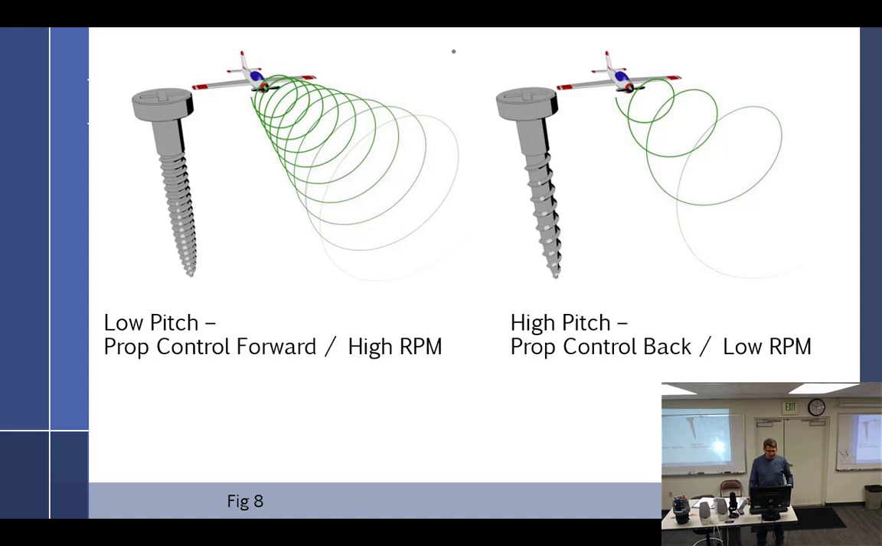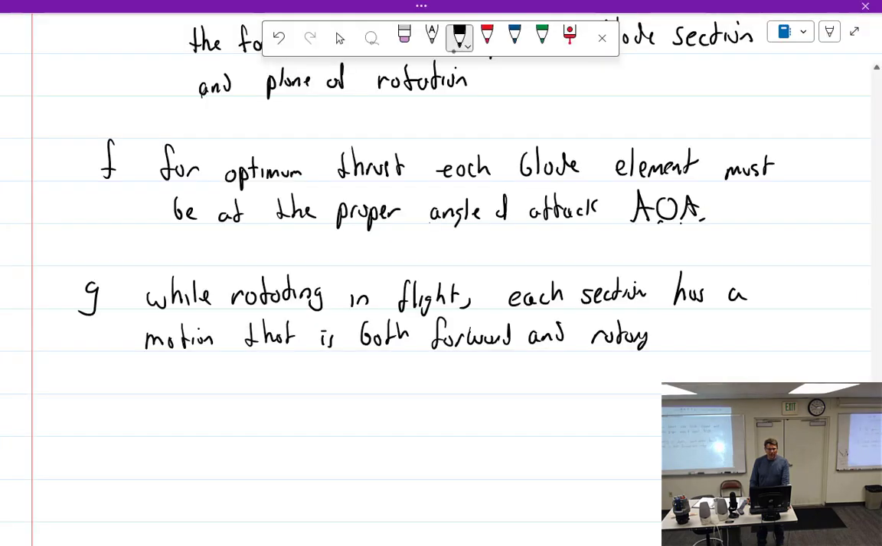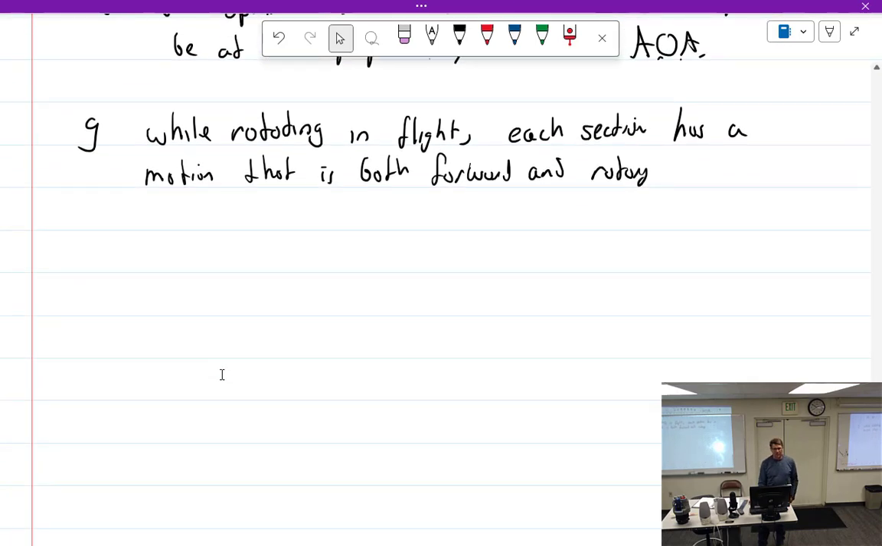Okay, so let's talk about pitch then. It's a good time to talk about that, since we just talked about blade angle, right? Blade angle is what? Between the chord line and the plane of rotation. All right, so then there's something that is not blade angle. It is called pitch.